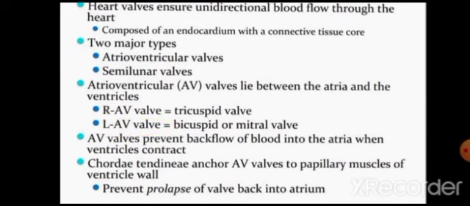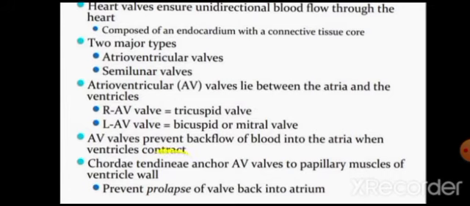The right atrioventricular valve is also called the tricuspid valve, which is made of three cusps, and the left atrioventricular valve is made up of two cusps, the bicuspid or mitral valve. It is very important to note that the left atrioventricular valve is also called the mitral valve. Atrioventricular valves prevent backward flow of the blood into the atrium when ventricular contraction occurs. Because of forceful ventricular contraction, there is a chance that blood flows back to the atrium.